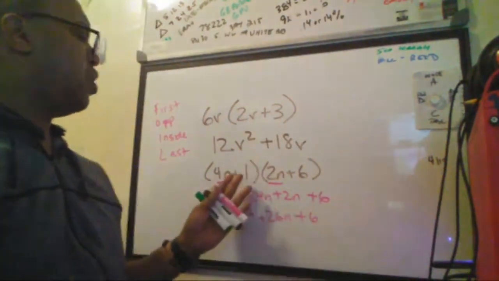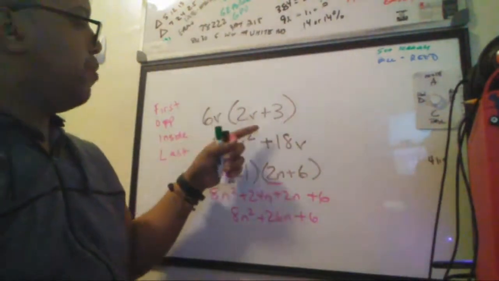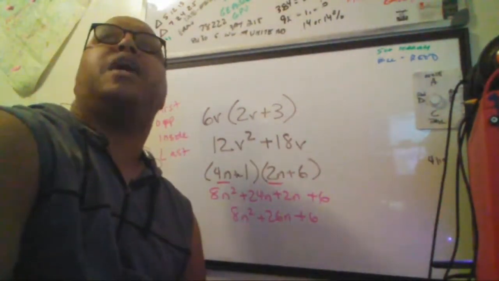So in this particular case, we had to FOIL. In this particular case, we had to distribute. So, multiplying polynomials.